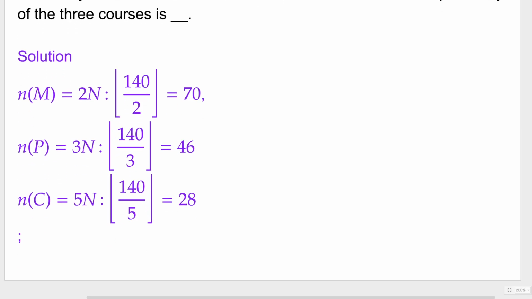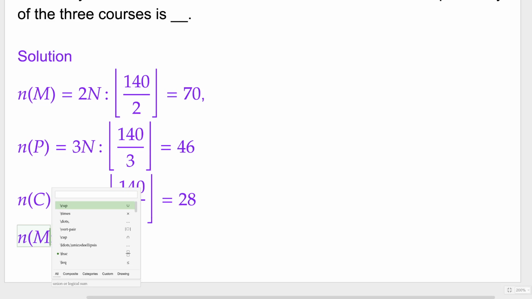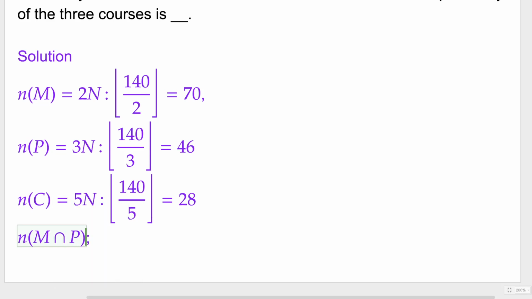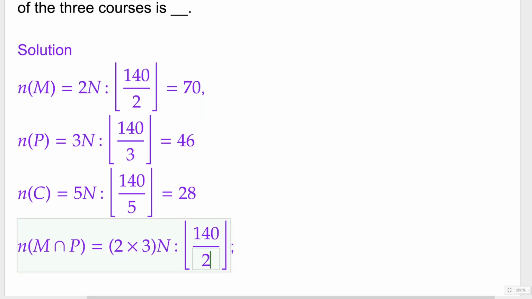So let's compute the result for M intersection P. Let me write here the number of elements present in both mathematics and physics; 'and' means intersection. For the intersection of mathematics and physics, I can represent this as 2 times 3, that is 6n. So this can be written as 140 floor division 6, and this will result in 23.